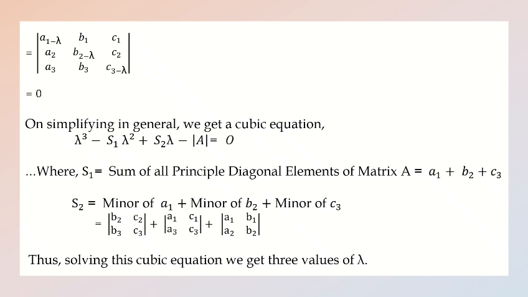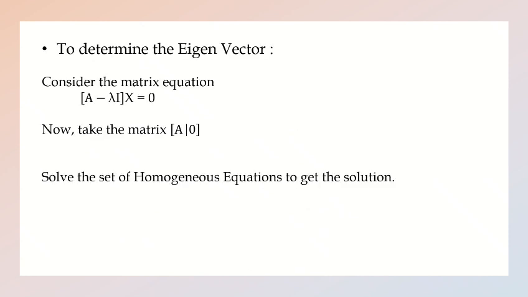We have understood the procedure to find eigenvalues. Now, we will see how to find eigenvector. So, to determine the eigenvector, consider the matrix equation A minus lambda I into capital X equal to 0. Now take augmented matrix A, 0. Solve the set of equations to get the solution.